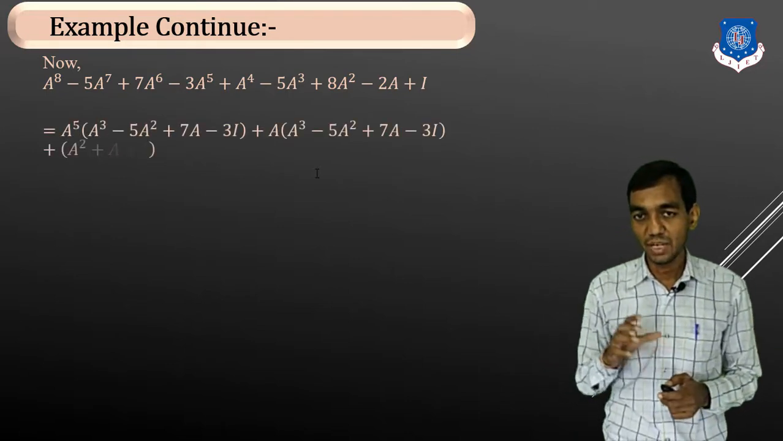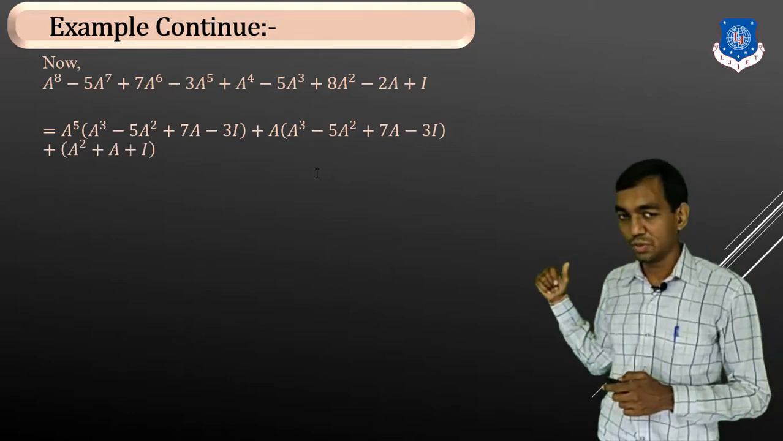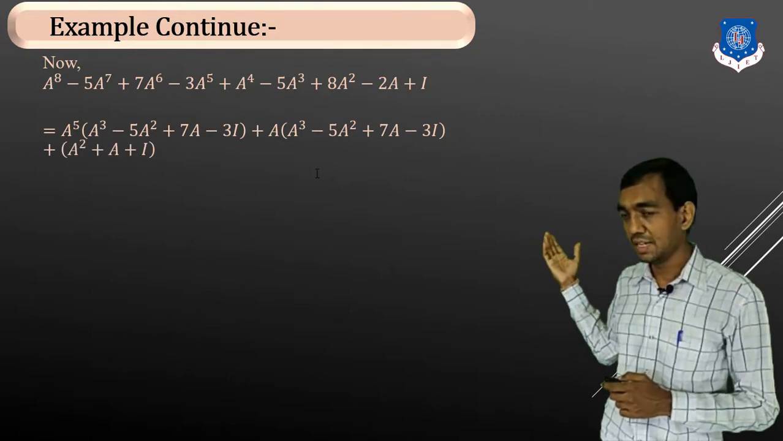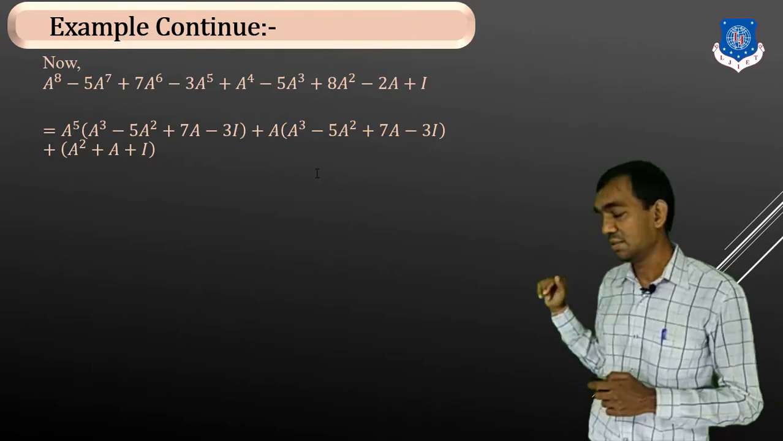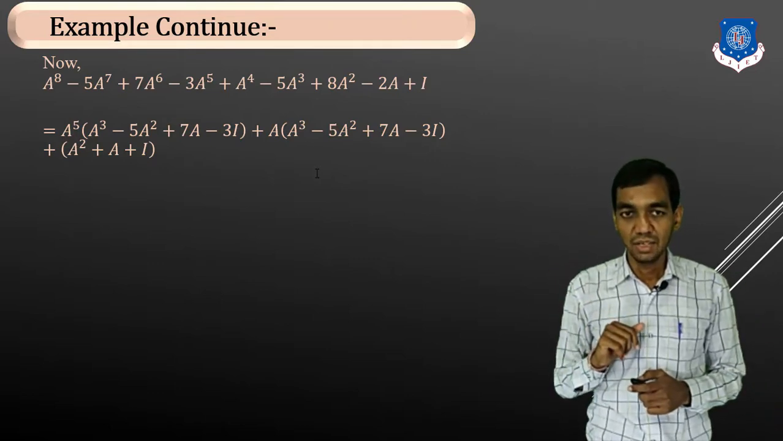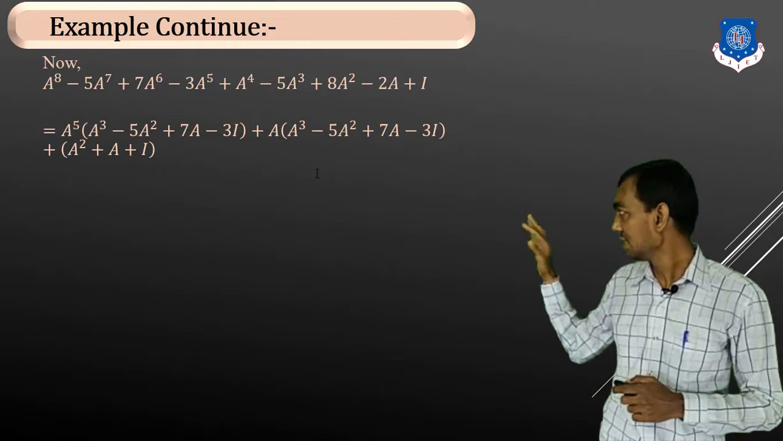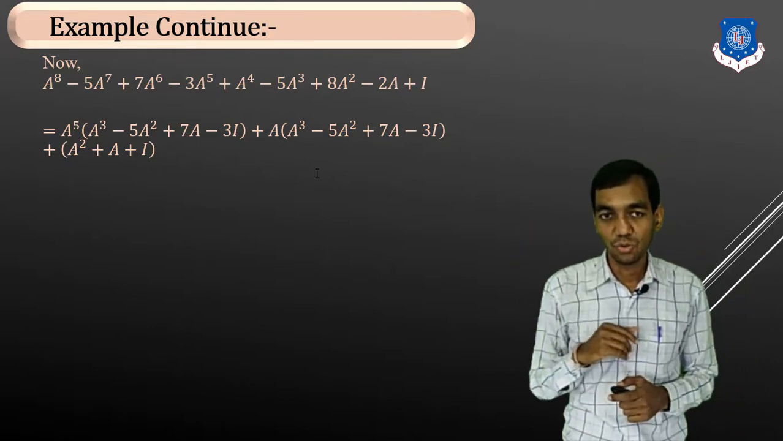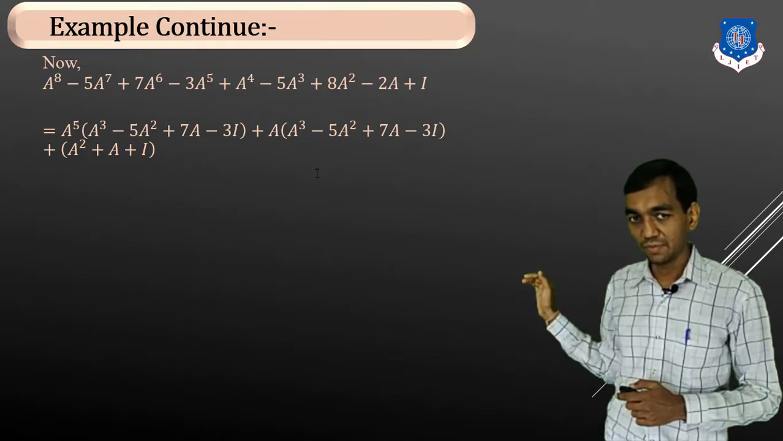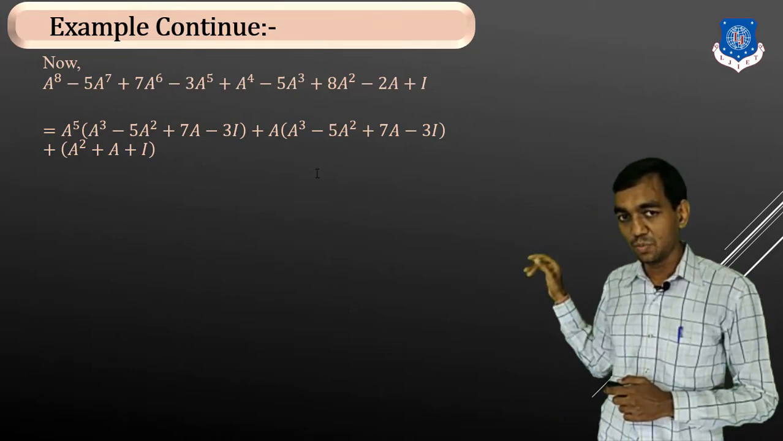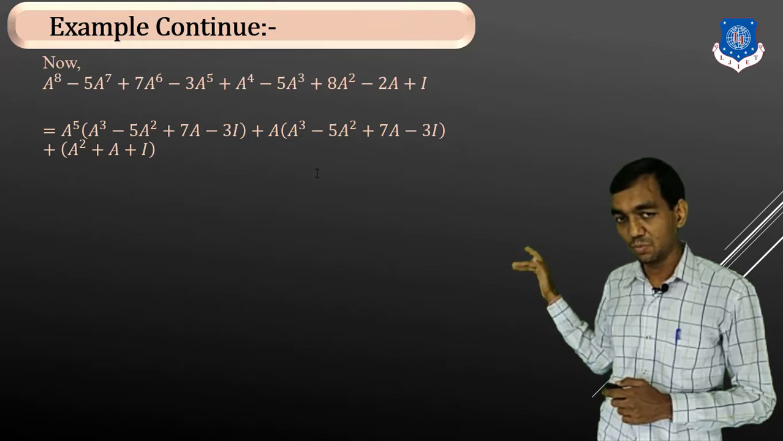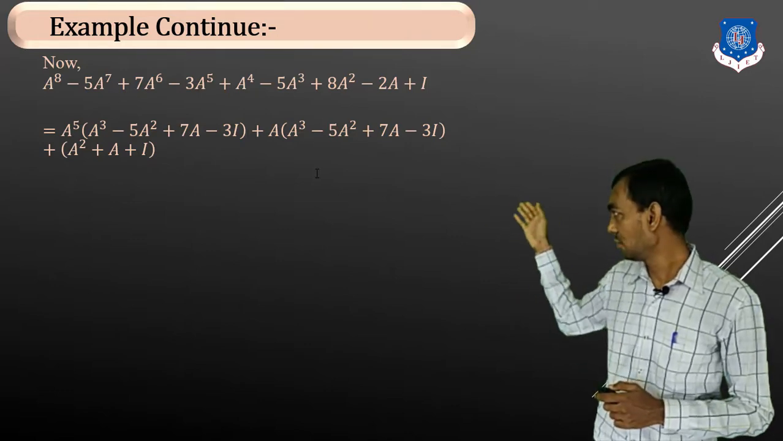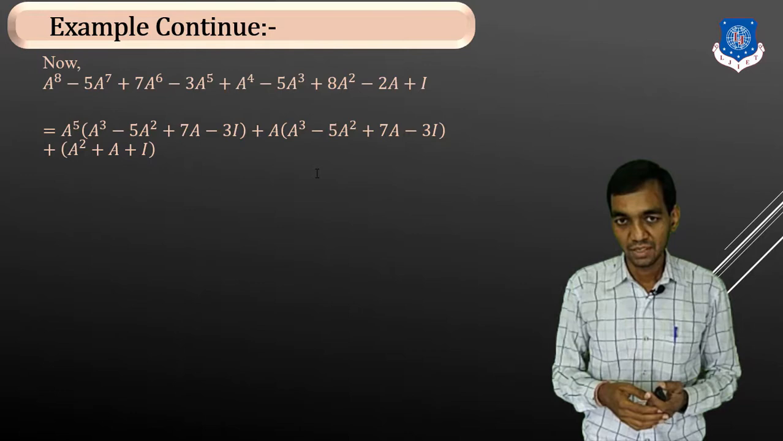Now first of all, we are going to start with our polynomial. So we are writing the polynomial A cube minus 5A square plus 7A minus 3I. And the first term we require is A raised to 8. So we are going to multiply it by A raised to 5. So the terms you have are A raised to 8 minus 5A raised to 7 plus 7A raised to 6 minus 3A raised to 5. So the first four terms we directly have.